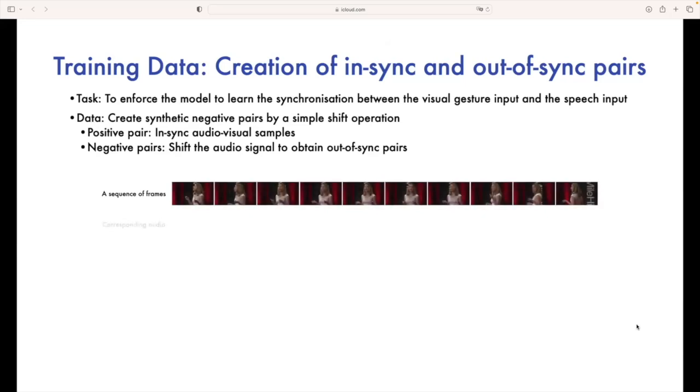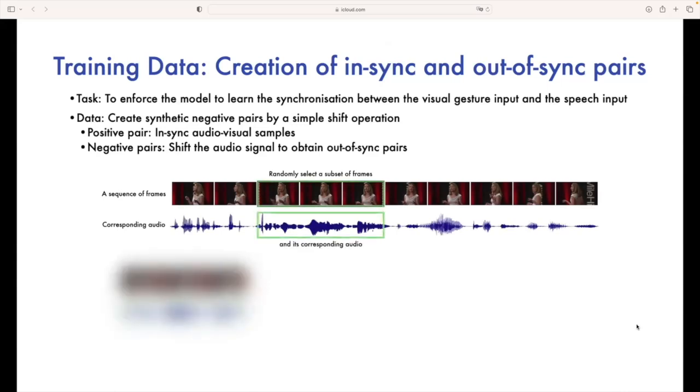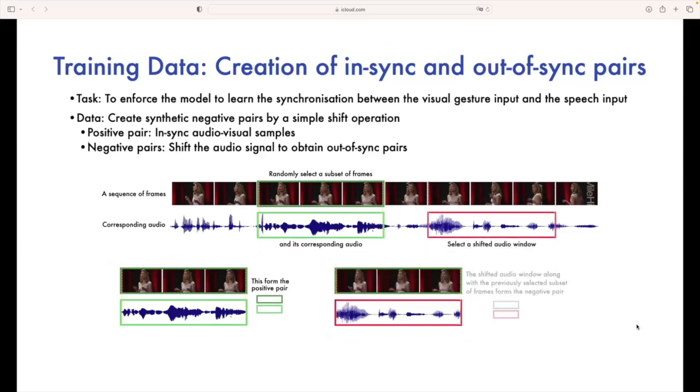So consider a sequence of frames and the corresponding audio signal. Now, a subset of these frames and its corresponding audio is randomly selected. This forms the positive pair because audio and video are in sync. Now, the same subset of frames is selected, but then we shift the audio. This shifted version of the audio with the previous subset of frames forms the negative set because here the audio and video are no longer in sync.